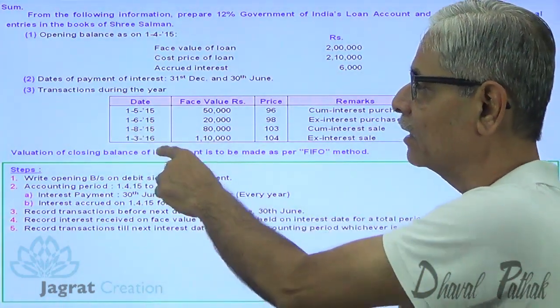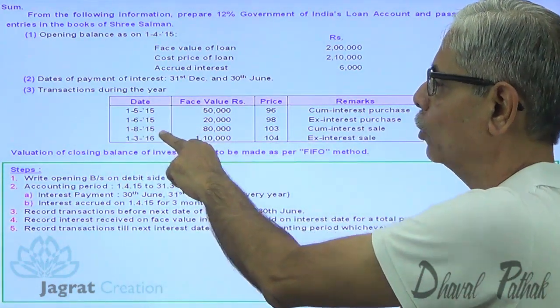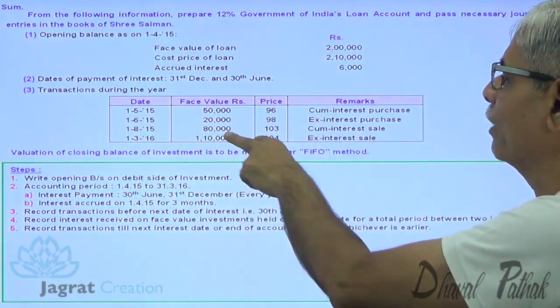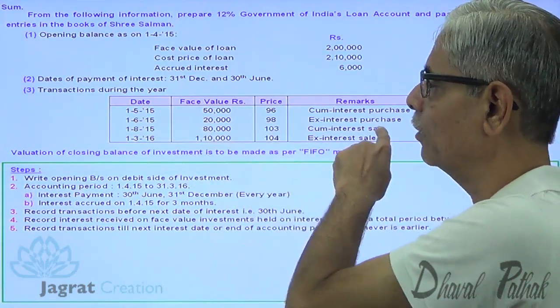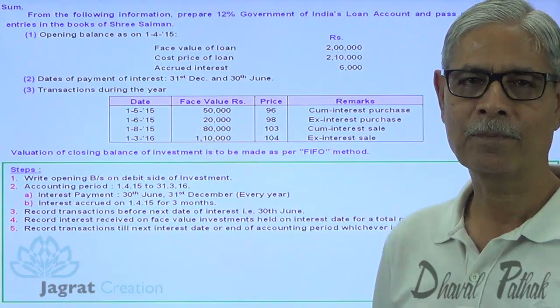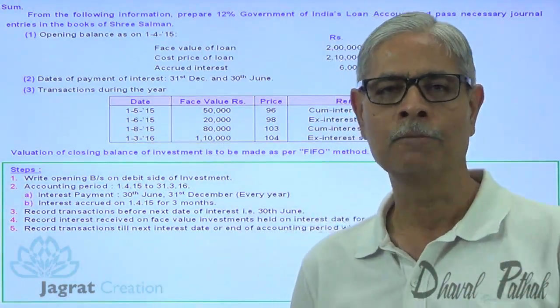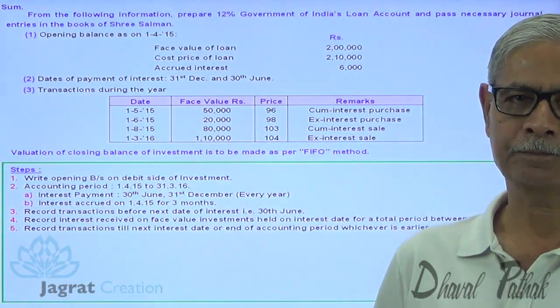The transaction till 31st of December 2015 is the sales. On 1/8/2015, 80,000 face value sold. This transaction will be recorded after receiving interest as on 30th June, because this transaction has occurred before 31st of December, that is next interest date.